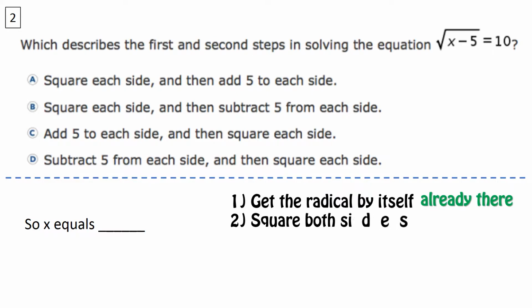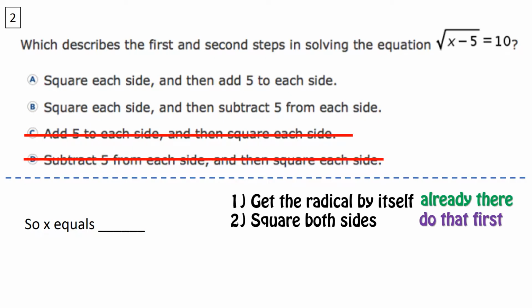So the next thing we're supposed to do is square both sides to get rid of the square root. Or if it was a cube root, we would cube both sides. That we do have to do, so that's going to be the first thing. So do that first, square both sides. Well, we've got two answers here, A and B, that both say to square each side first. The other two say to add or subtract 5. Those are not what we want. So, so far so good.